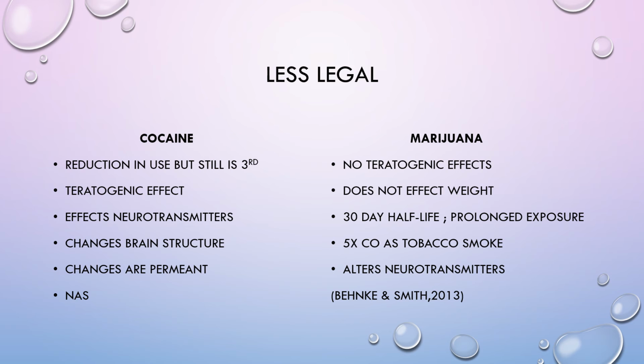Marijuana, on the other hand, has no teratogenic effects. It does not affect weight of the infant. However, it does have a 30-day half-life, so it has a very long exposure to the infant, so it has more effect on the neurotransmitters because of this prolonged exposure. It has 5 times more carbon monoxide than tobacco smoke, which can lead to intermittent hypoxia to the infant, causing more complications.